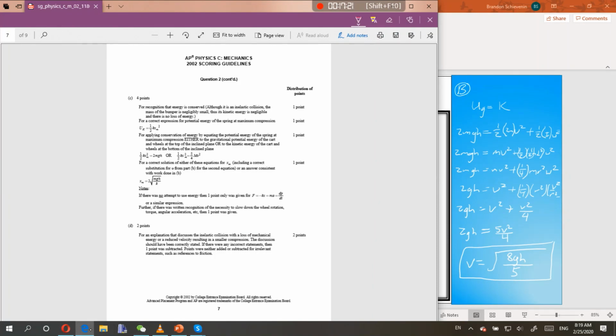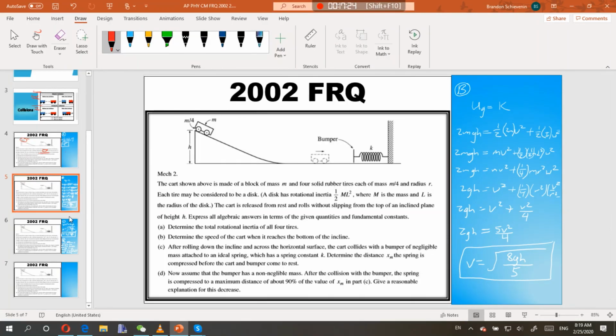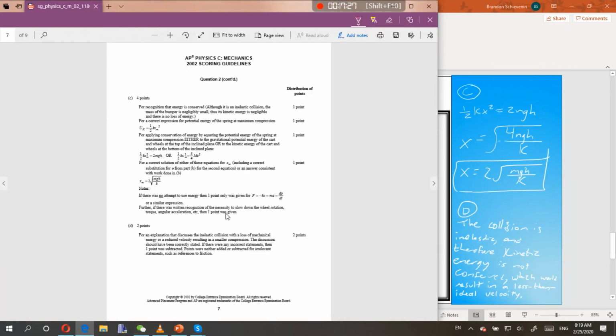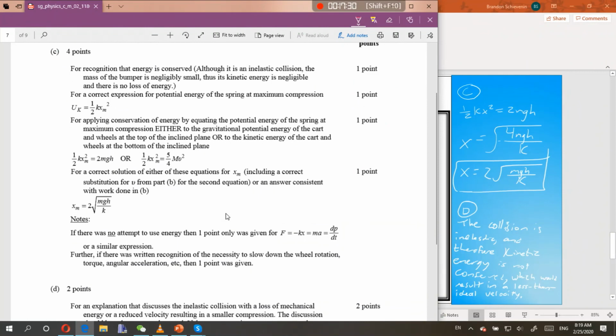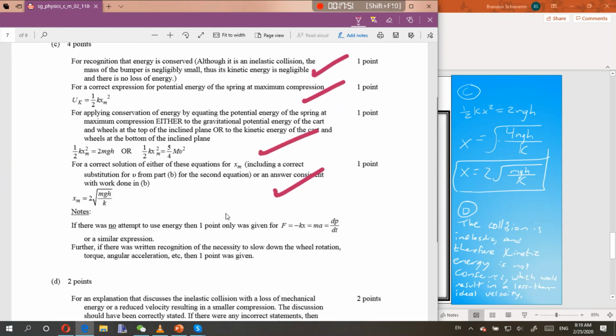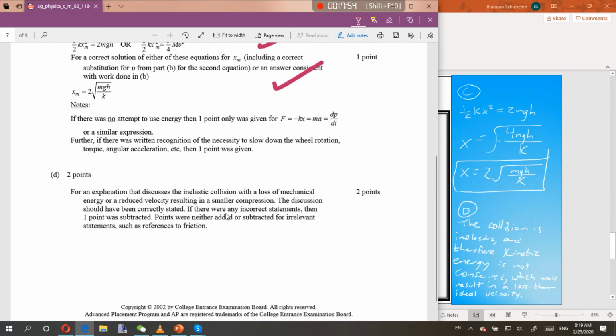And part C. Energy conserved. Correct expression for potential energy. Solving for displacement. Okay, that's good. Then it discusses the inelastic collision, loss of mechanical energy, or reduced velocity resulting in a smaller compression. Yeah, less than ideal velocity. Okay.